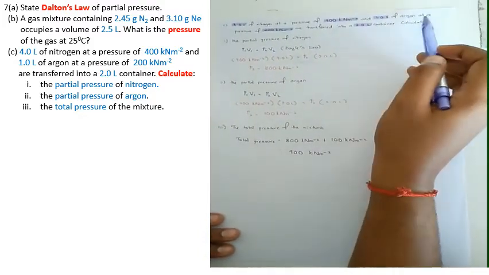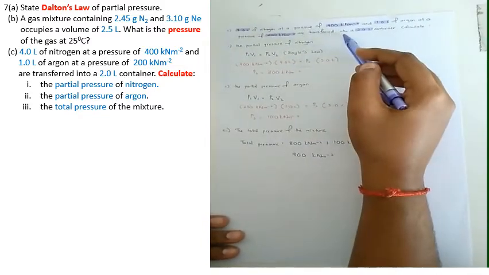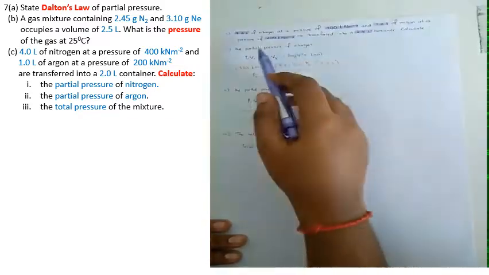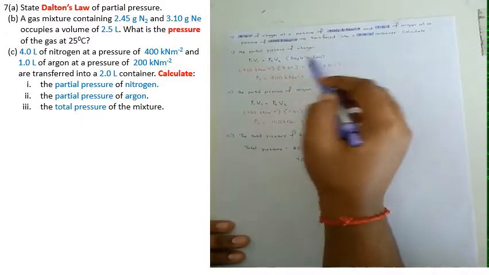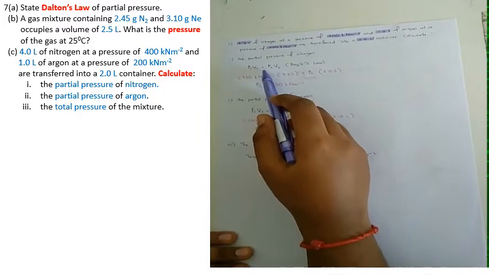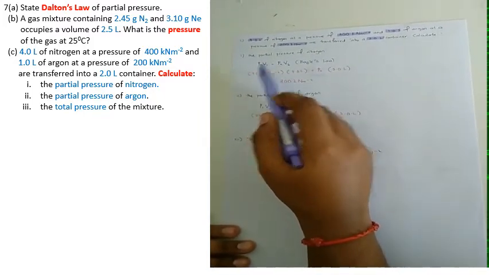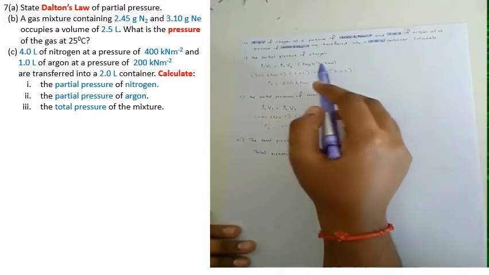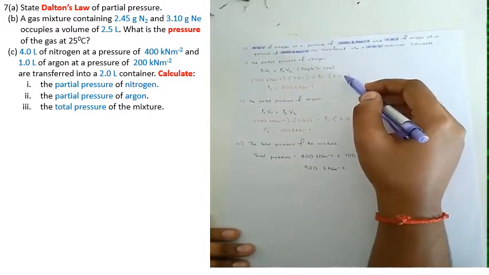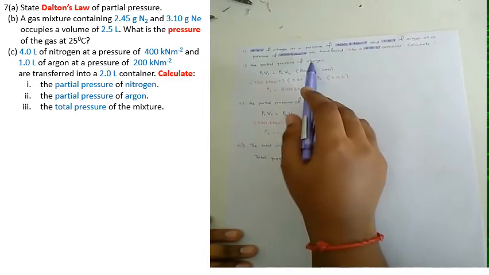For question C, 4 liter of nitrogen at a pressure of 400 kPa and 1 liter of argon at a pressure of 200 kPa are transferred into a 2 liter container. Calculate the partial pressure of nitrogen. So for this part, we have to use Boyle's law. P1 V1 is equal to P2 V2. So pressure of nitrogen is 400 and then the volume of nitrogen is 4. The pressure we have to find, and then the volume of the container is 2 liter. So we'll get 800 kPa for the partial pressure of nitrogen.